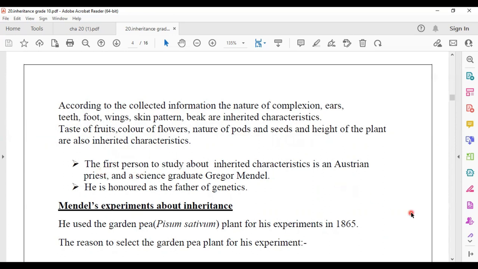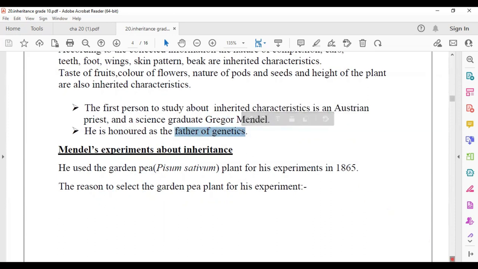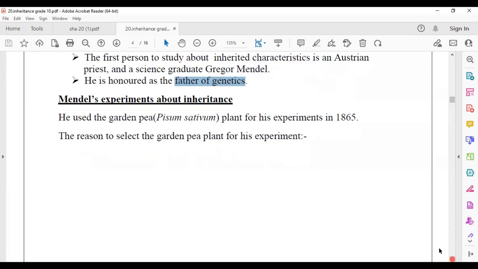The first person to study inherited characteristics is an Austrian priest and a science graduate called Gregor Mendel. And he is honored as the father of genetics also. He's the father of genetics. We'll see Mendel's experiments about inheritance. He used the garden pea plant to do these experiments. The scientific name is Pisum sativum.